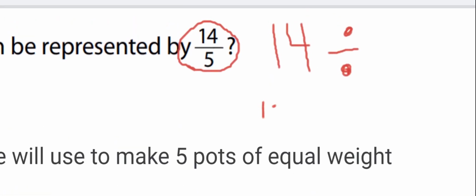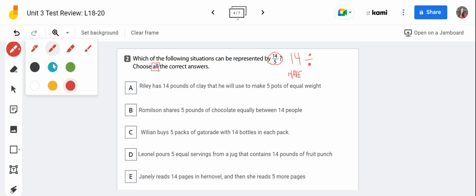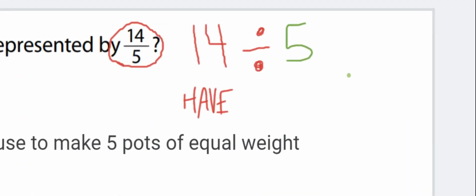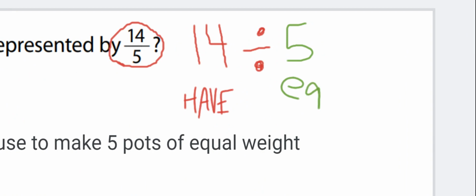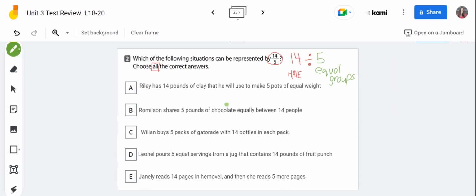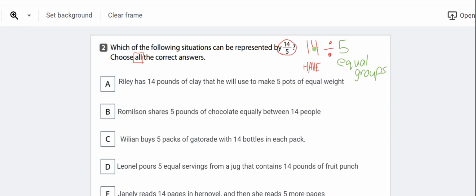That's what I have. And I'm splitting it into how many equal groups? That's right, 5. And I'm even going to specify that this is my equal groups. Because in each of these examples, I'm going to be looking to see, do I have 14? And am I splitting it between 5 equal groups?